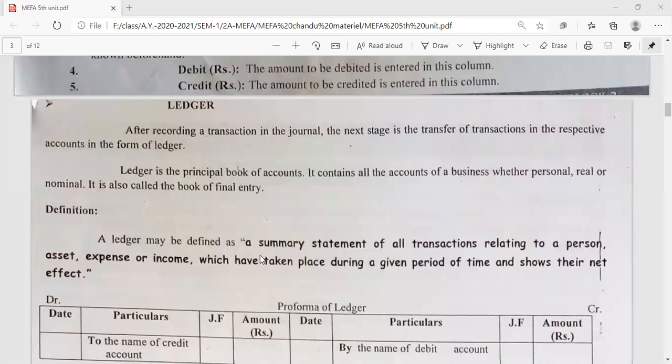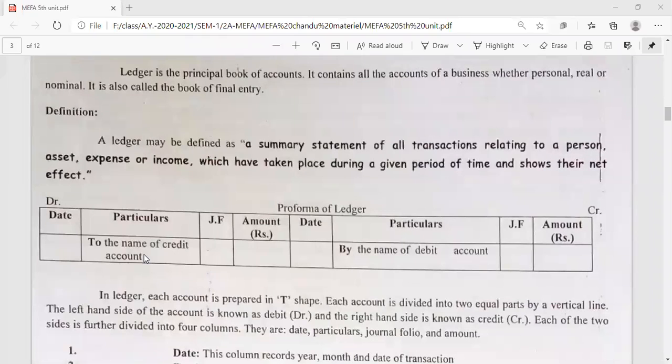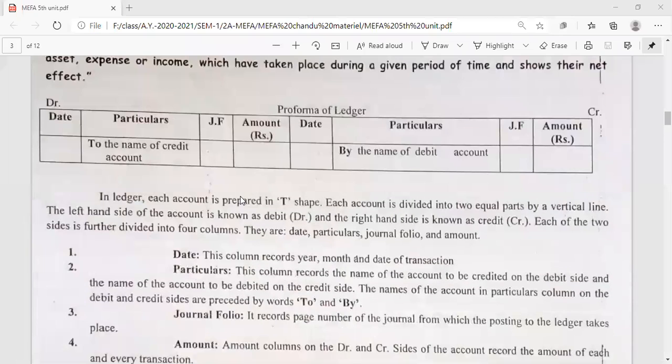All this information has to be entered into the ledger book, right? This ledger may be defined as a summary statement of all the transactions relating to a person, assets, expenses, or income which have taken place during a given period of time, and shows their net effects, right?